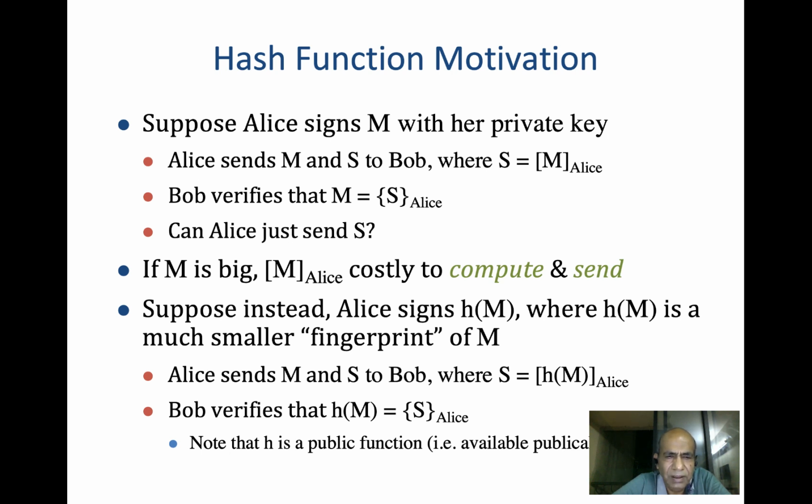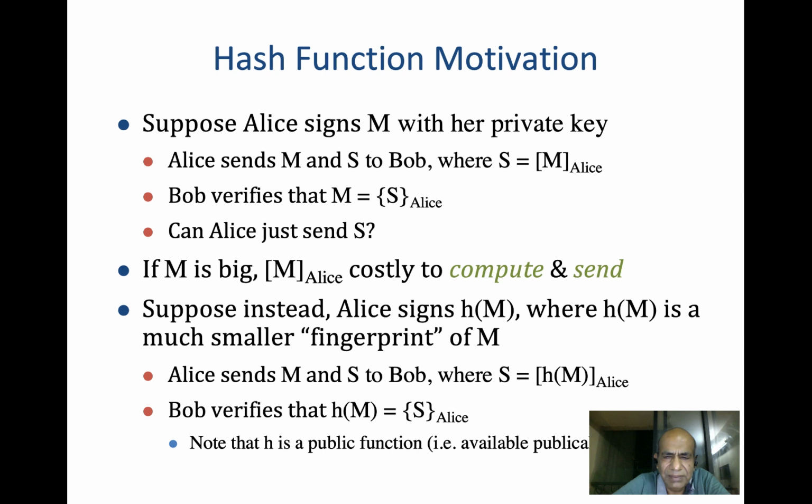Now instead of that, what is the length of message M? Alice first gets hash of that, which is small in size, which is a fingerprint of M, and then Alice sends M and S to Bob, where S is nothing but privately encrypted version of hash of M. So Alice takes her private key and applies it to H of M, and that becomes the signature. So Alice sends M and S to Bob.